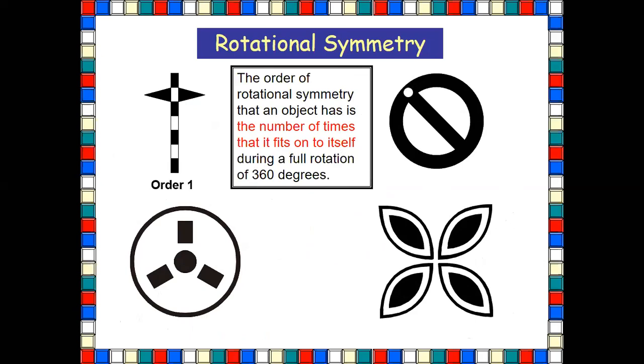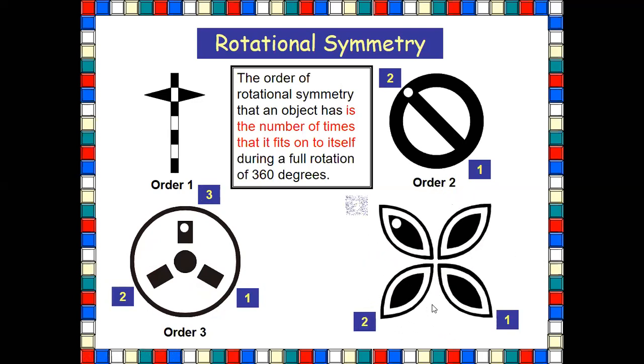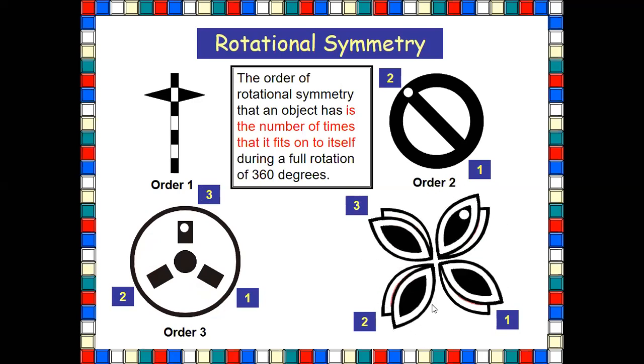The second shape, we start from that point. Order one, then order two. When you rotate the third shape, if you start from the point, that is order one, that is order two, and that is order three. When you look at the fourth one, you will also see one, two, three, and four. So that's how we rotate.